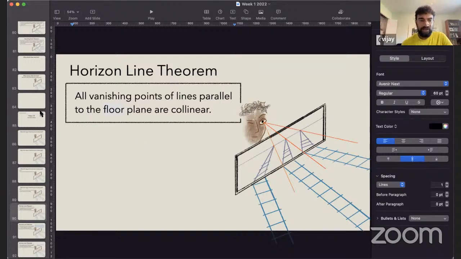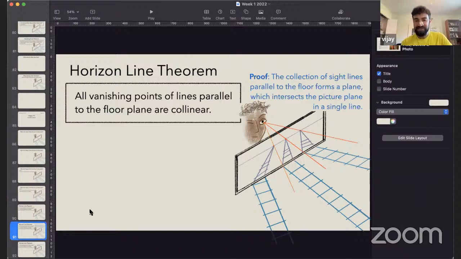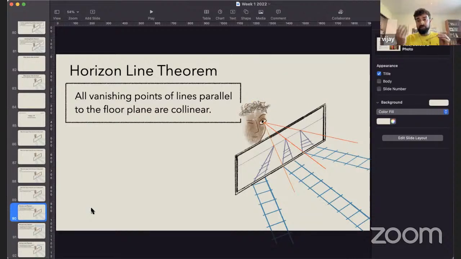Well, for each of those lines, the way that we find the point that it converges to is to follow it further and further along with our sight line till we get a sight line which is parallel to that line. So all of these lines that are parallel to the floor plane, the limiting sight lines we'll get to if we keep following them further and further out are going to be sight lines that are parallel to the floor plane.